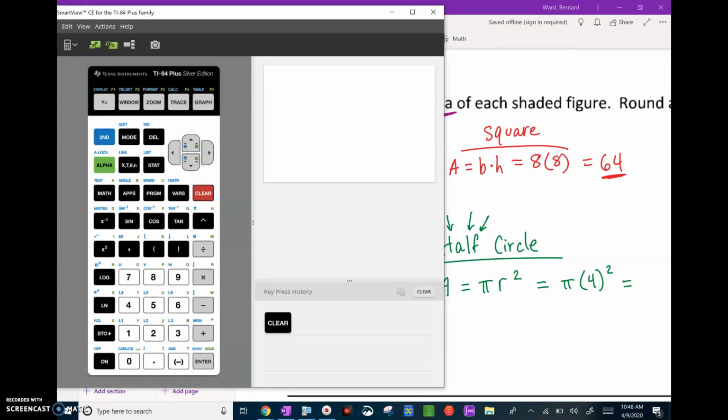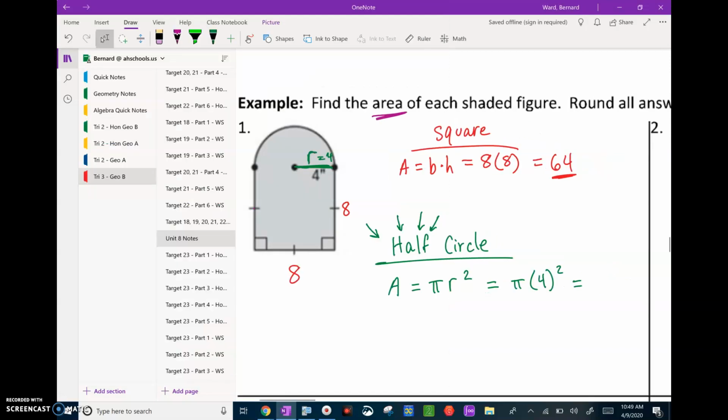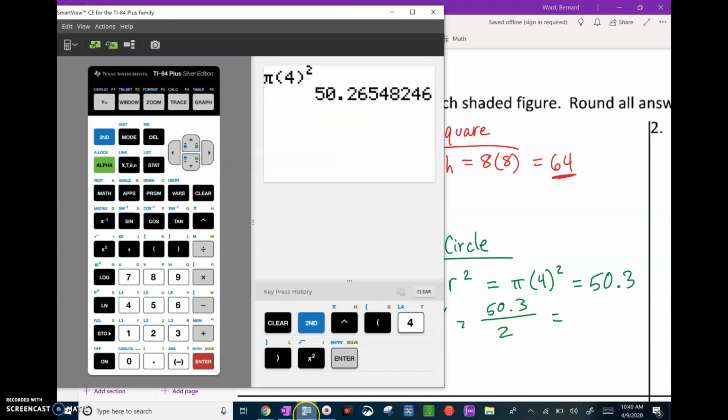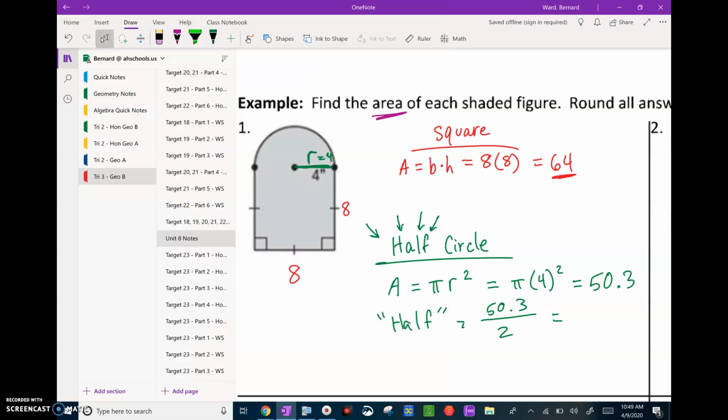So here we go. It's working now. So we need to type pi times 4 squared. But remember, pi r squared is the whole circle. So the whole circle is 50.3, we'll say. But then, remember, we want half, and so that'll equal 50.3 divided by 2. So we want to go back to our calculator and just hit divided by 2. And so the area of half the circle looks like 25.1, right?